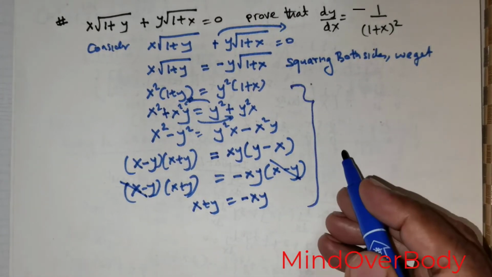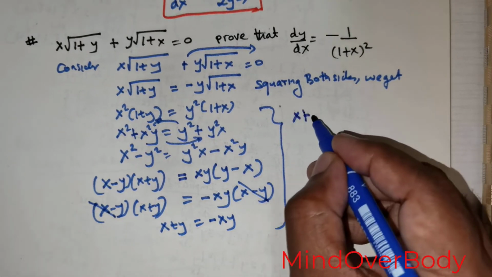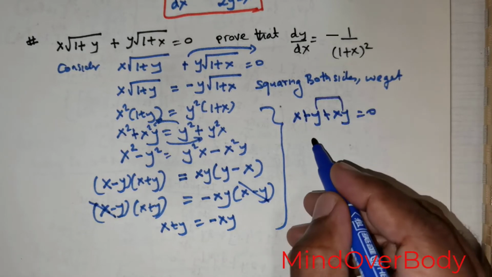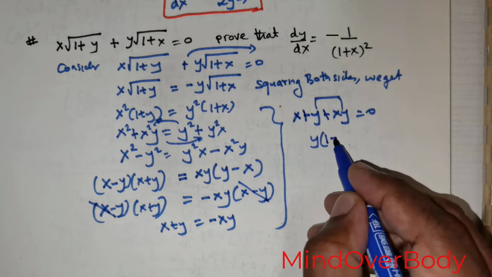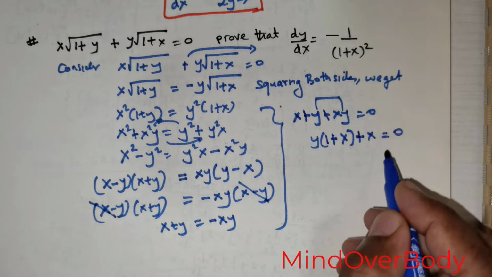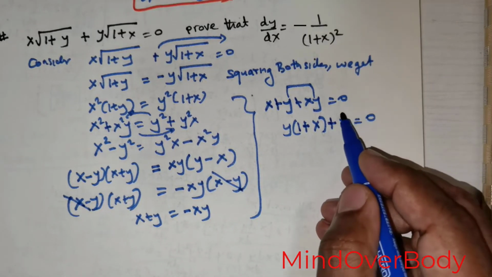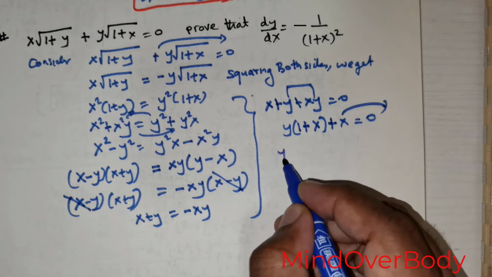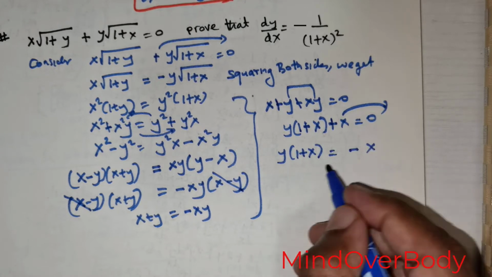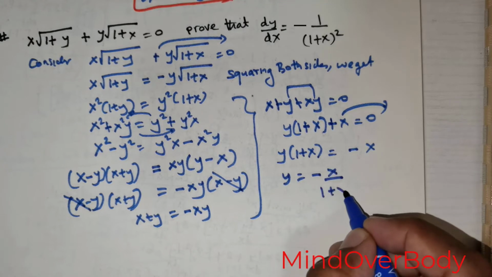I'm going to use this, and I would push this xy to the other side. So that would mean I get x + y + xy is equal to 0. I can take a y out. If I were to do that, this is going to be 1 + x. There's already an x there, followed by equal to 0. I can move this x to the other side. So it's going to be y(1 + x) is equal to negative x, and I can bring this (1 + x) down. So that's going to be y equal to negative x over 1 + x.